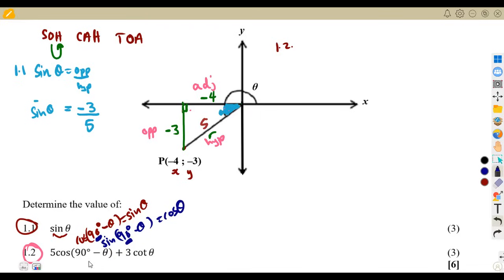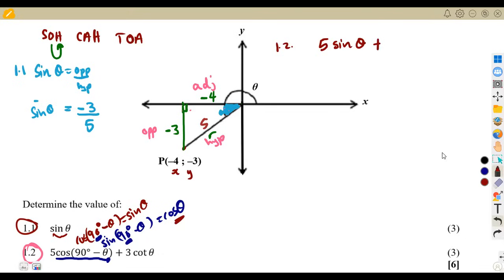So meaning to say, we can now change the whole of this cos(90 minus theta), the whole of this cos that we see, we are going to change it into a sine. So it's going to be 5 sine theta in that case, all right? Like I said, cos(90 minus theta) is equal to sine theta. Then if it is sine(90 minus theta), you use cos theta, all right? So this is going to be plus 3 cot theta, all right?